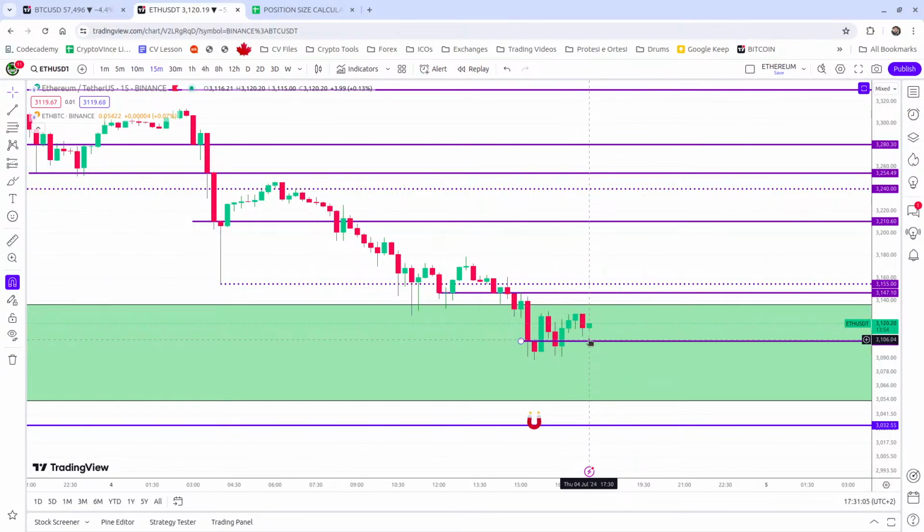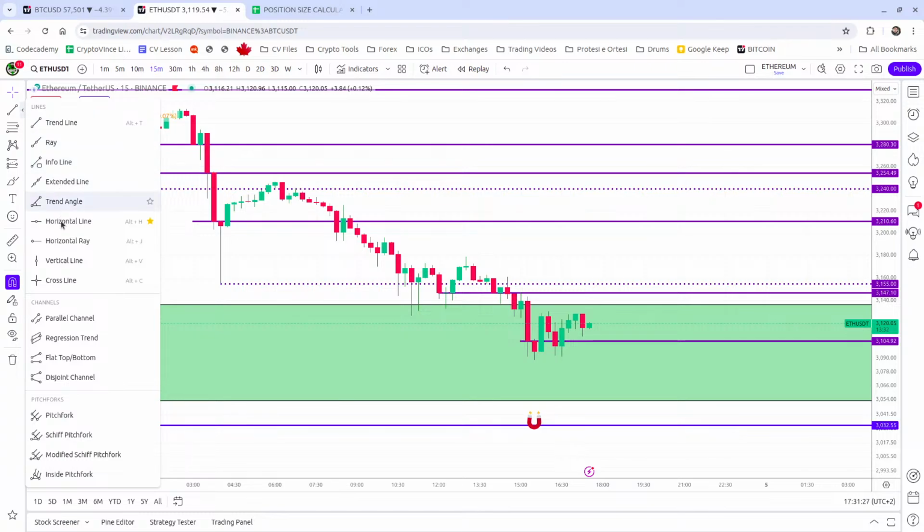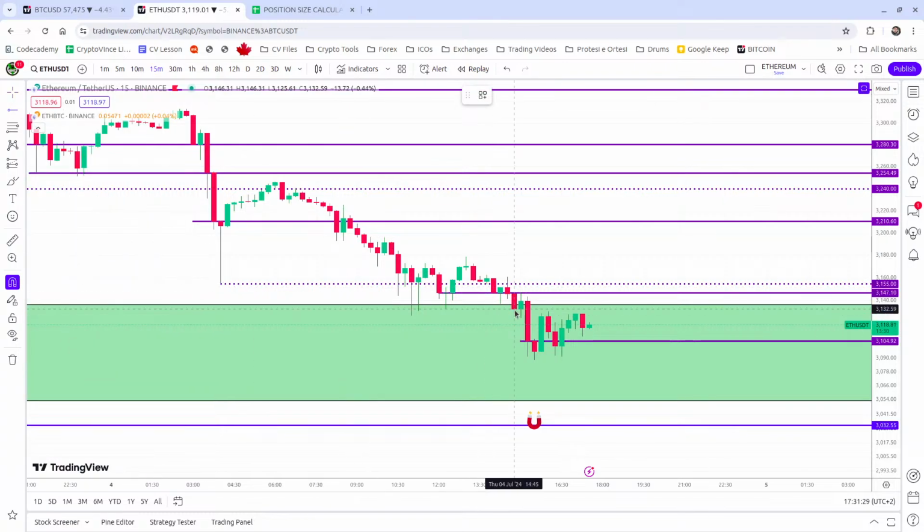What I see here is like institutions killing the retail traders. They are killing them. Everybody's looking at this, thinking the price is gonna go up, and then boom, boom, boom, hammered, hammered. It's crazy.